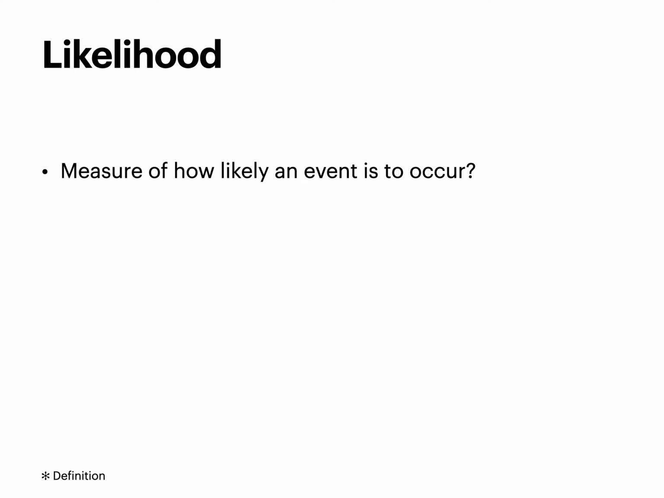So, in simple words, probability is a measure of how likely an event is to occur. It's like predicting the chances of something happening. Now, let's focus on two important words: likely and event.